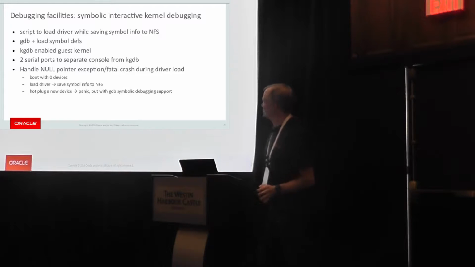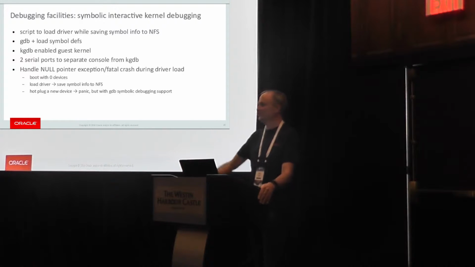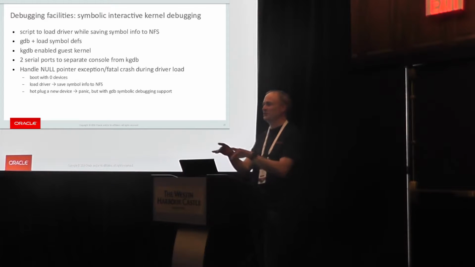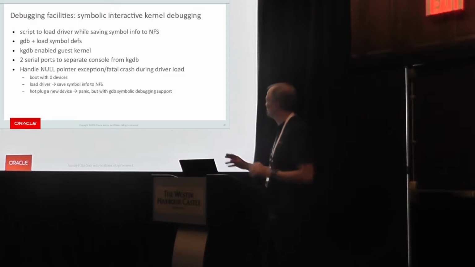So now routinely, if I make a mistake and have a null pointer exception, I can access the console and get full GDB symbolic output, and much faster figure out what went wrong. And I can even do that with 0 devices.